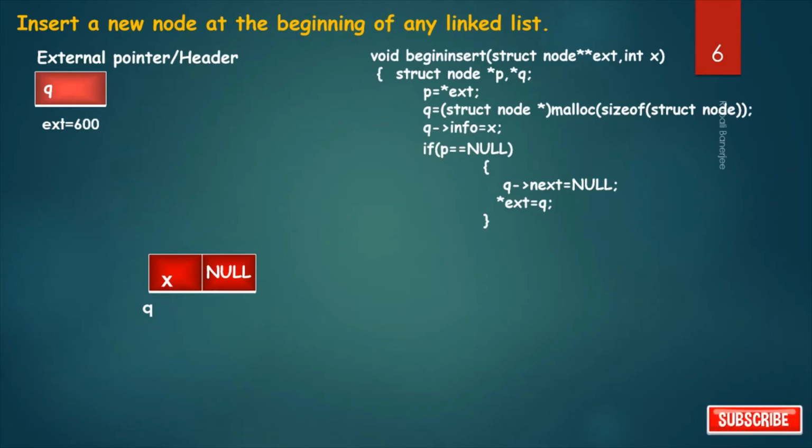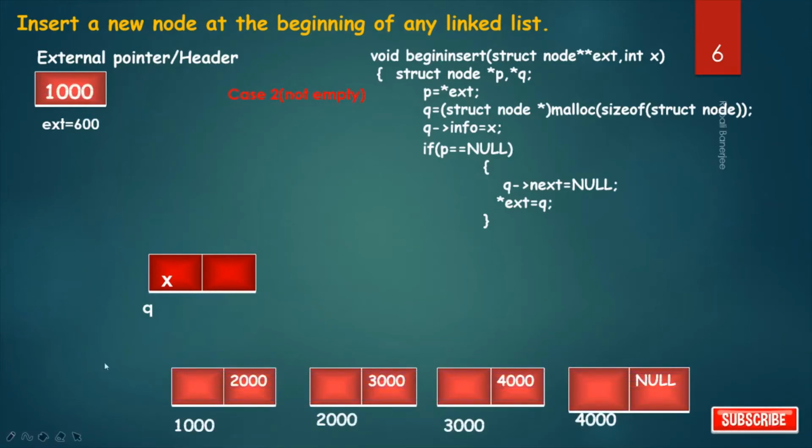Now, case 2, not empty, means if there is an existing linked list and I want to add our newly created node at the beginning of the linked list. See, this is our existing linked list, the first node address stored in the external pointer. Now what you have to do? You have to add this node at the beginning. So first you have to give this node address, that is, this will be our first node now. So this node address will be stored at external pointer. So in place of 1000 you have to write q. And because this will be our second node, so q arrow next should be 1000.